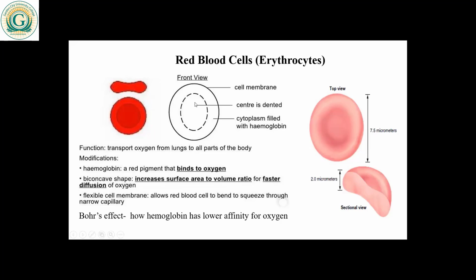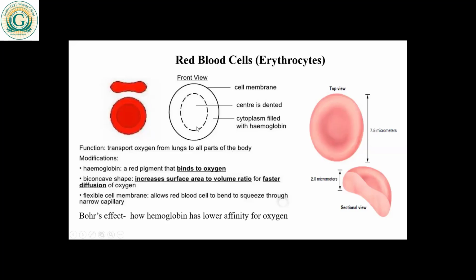It does not have organelles, and the shape is quite different from a generalized cell. You can see that the center is dented. Okay, so it's dented. It doesn't look like the normal cell. It has a cell membrane, right? And the color also is red, which is not similar to the general cell. We want to look at why the red blood cell is red, the function of the red blood cell, and why the center is even dented.